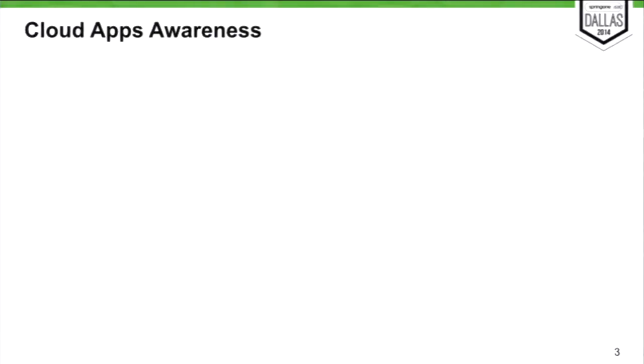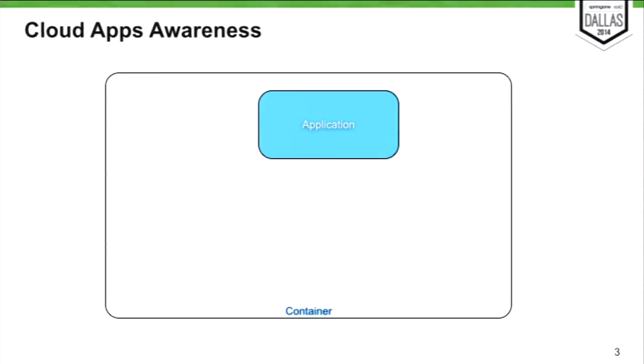Let me talk about what it means for an application to be deployed in a cloud environment. Here is your application, a Java application, let's say, and you are deploying into some sort of cloud container. In the case of Cloud Foundry, it's going to be a DEA, droplet execution agent. In the case of Heroku, it will be a dyno. So some sort of container which is capable of running your application.